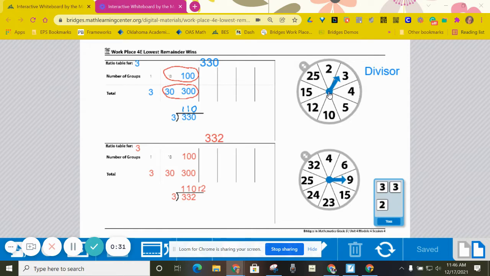So when they do that, they're choosing the divisor for both people. So I've already done that. I've already completed a game, and I'm just going to walk you through what I did. So 3 is my divisor for both players. We recorded the 3 right here and right here.